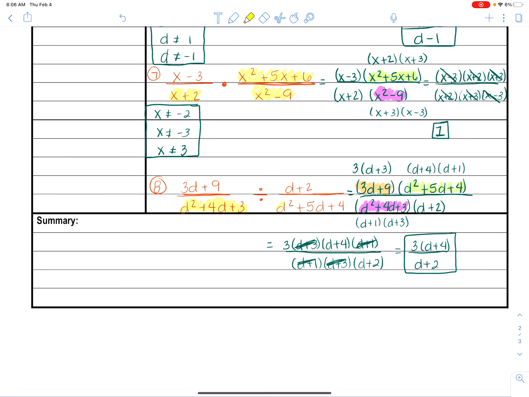So that cannot be 0, that cannot be 0, and that cannot be 0. So from the d plus 2, I know that d cannot equal negative 2. From the d squared plus 4d plus 3, I know that d cannot equal negative 1, and d cannot equal negative 3. All right. From the d squared plus 5d plus 4, I know that d cannot equal negative 4, and d cannot equal negative 1, but that's already there. And that's all we got.